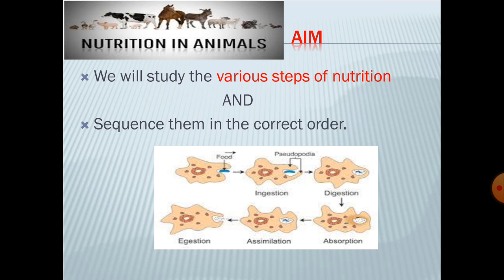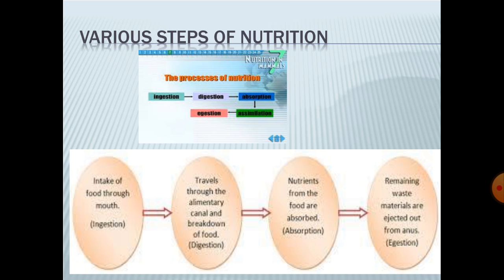The main aim of our chapter is to study the various steps involved in nutrition and the sequence in which they take place. The various steps of nutrition are ingestion, digestion, absorption, assimilation, and egestion.